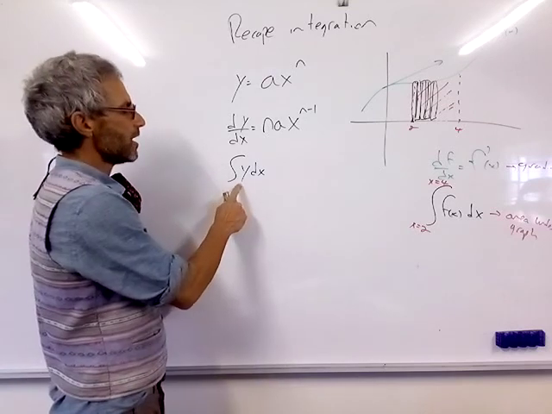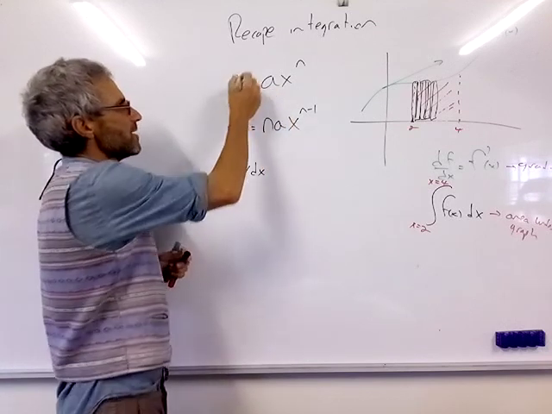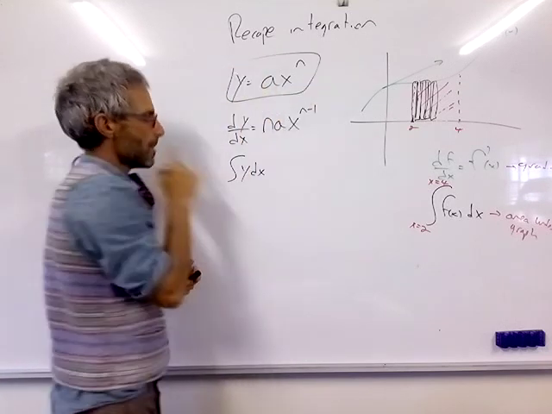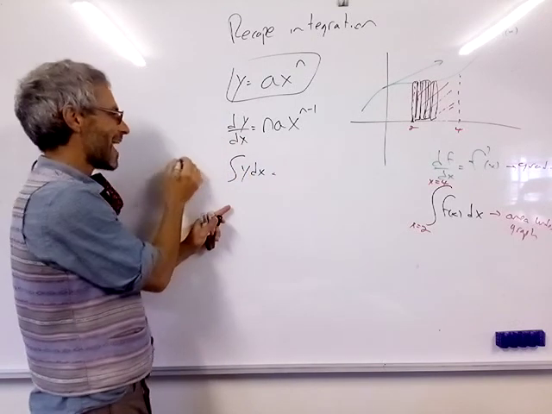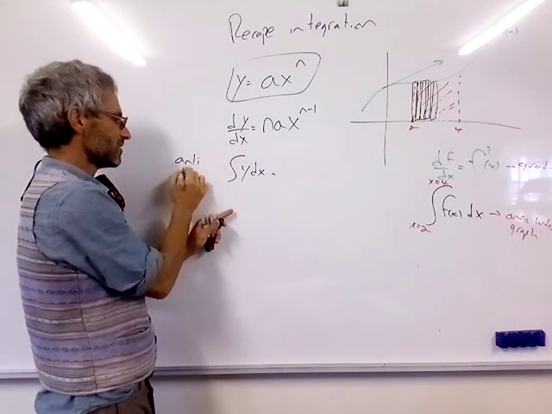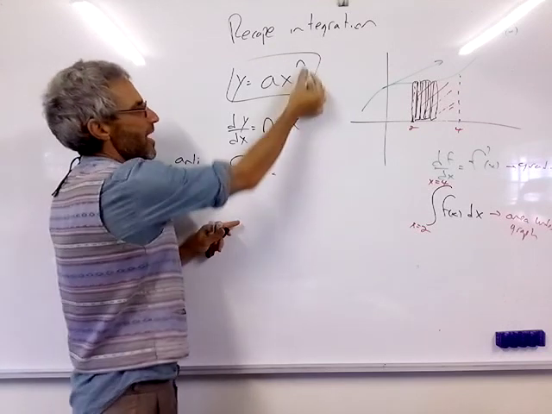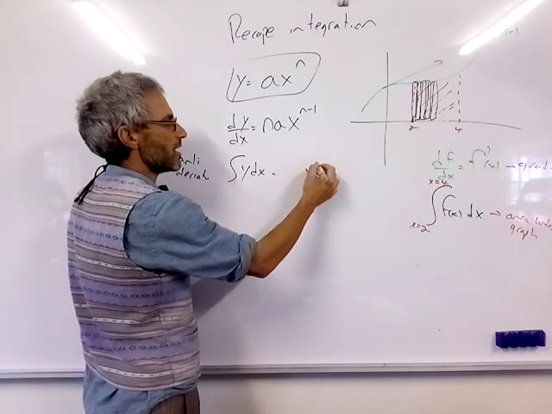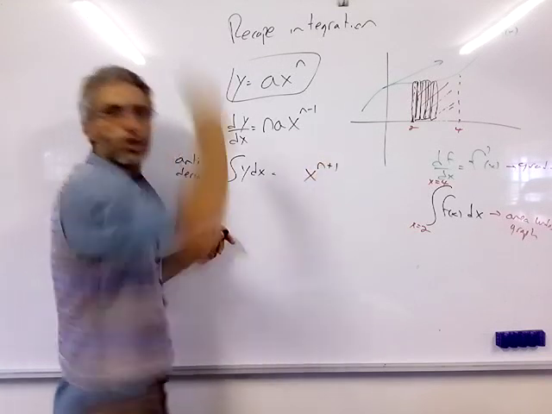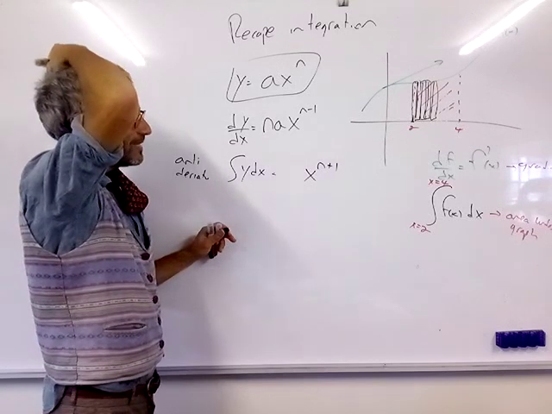How would I integrate this function? Remember, this is this y. There's an n involved. Often we call this the antiderivative. So you're taking it back. You kind of do the opposite. So if here from n it went to n minus 1, here it's going to be x to the n plus 1. It goes up 1.